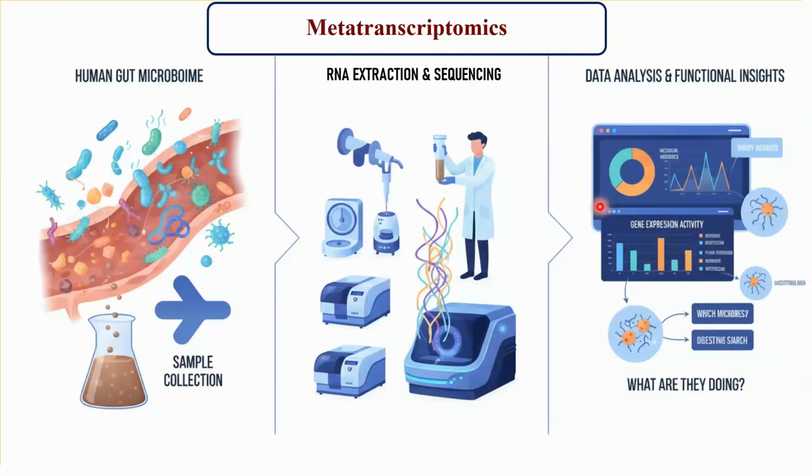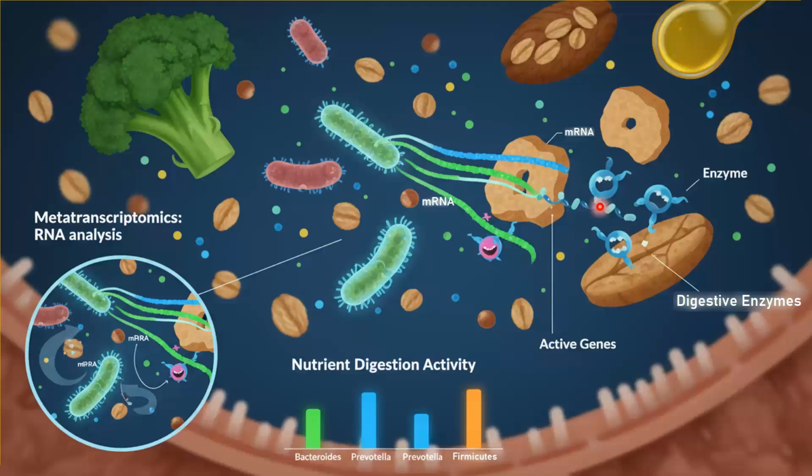But having genes doesn't always mean they are active. To understand real-time microbial activity, scientists use metatranscriptomics. While shotgun metagenomics shows potential functions, metatranscriptomics reveals activity. This method analyzes RNA to determine which genes are actively being expressed at a given time. For example, in the human gut, it can reveal which microbes are actively digesting certain nutrients after a meal. So it tells us what microbes are actually doing at a given moment, not just what they are capable of.